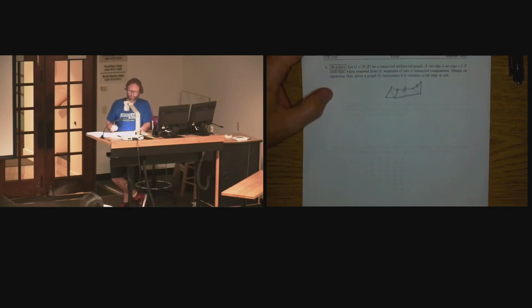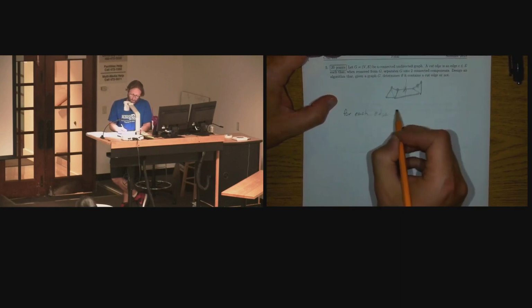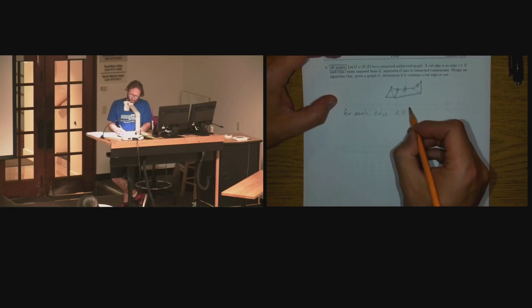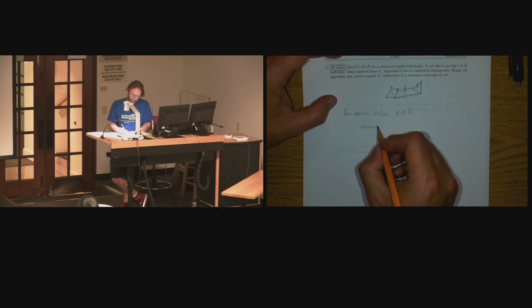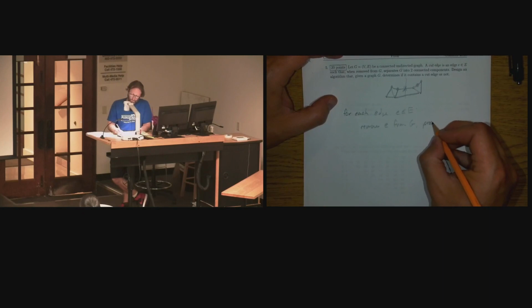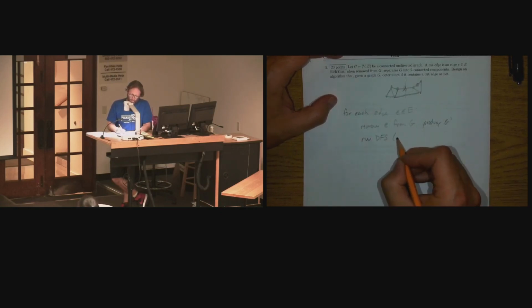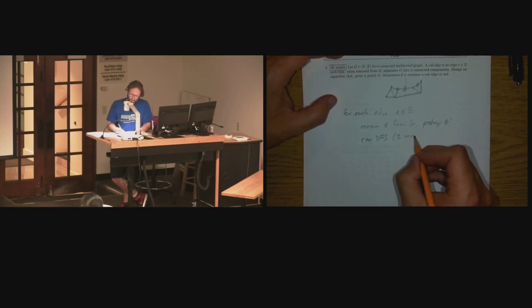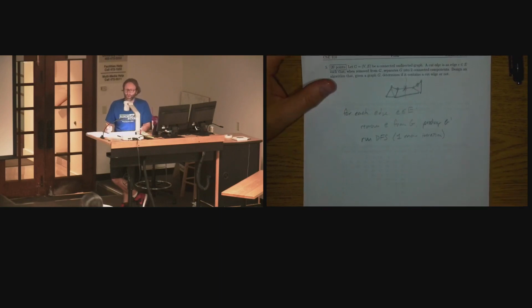Well, we can test, right? For each edge e in E, remove e from G, producing a new graph G prime. Right? Then run DFS, one main iteration, starting from an arbitrary vertex.